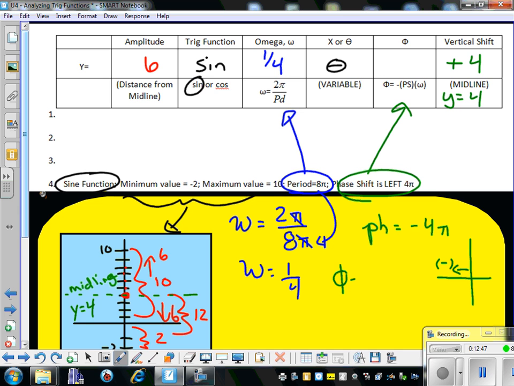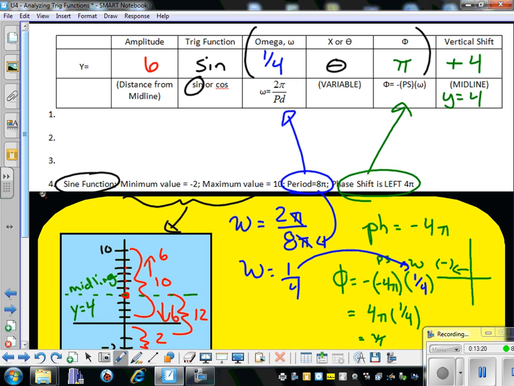So my phase shift goes with phi. So phi equals negative my phase shift times omega. Well, my phase shift is -4 pi. And my omega here is 1/4. So multiplying it all together, a negative times a negative gives me a positive, so I have 4 pi times 1/4, which just leaves me with pi. Now remember, my omega and my phi are all in parentheses, and that is a positive pi.